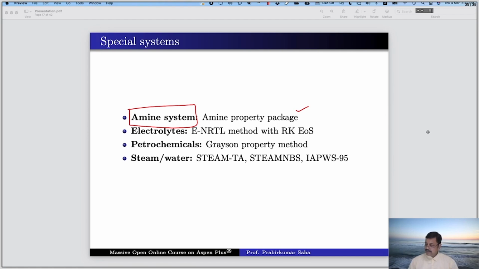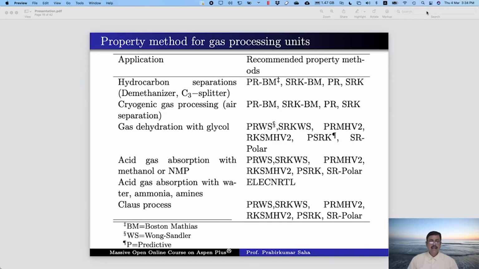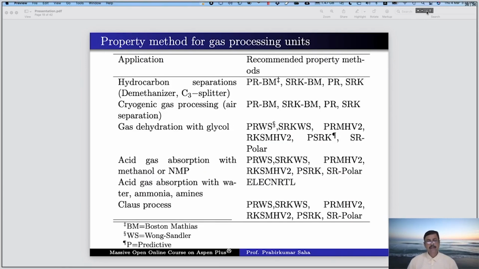For electrolytes, we have a special version of the NRTL method that is called eNRTL or ELEC NRTL package, and that is with the Redlich-Kwong equation of state. We have the Grayson property package for petrochemical products, and for steam and water we have steam table, steam NBS, and more recently and more popular it is the IAPWS-95 package, that is exclusively for steam and water. And there are some more property methods for gas processing units.